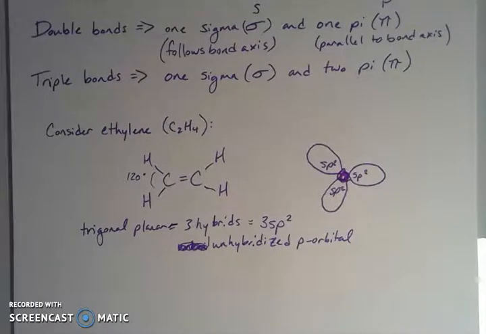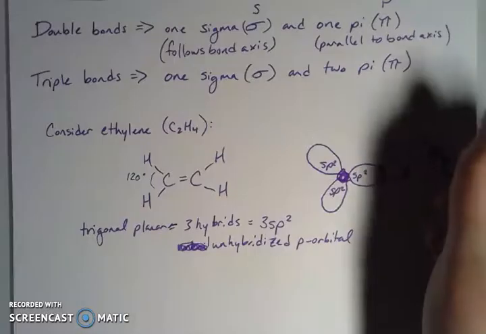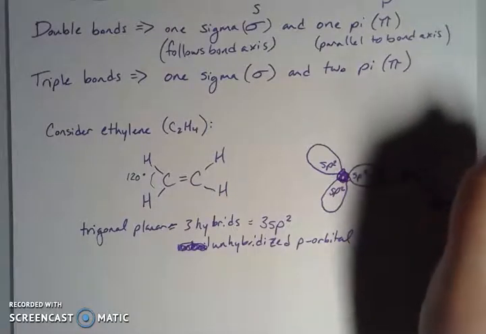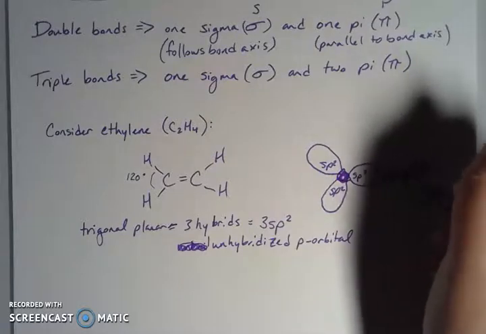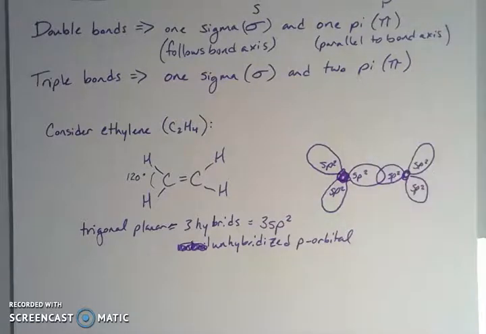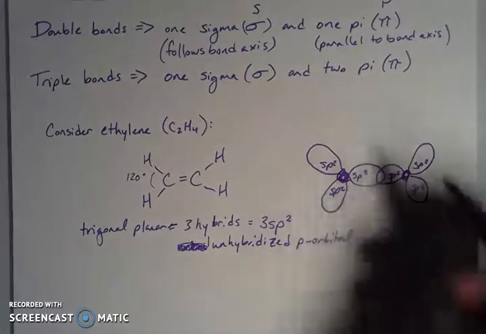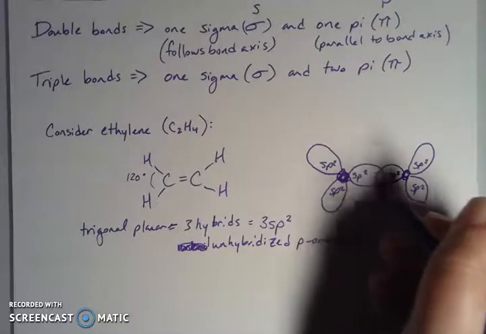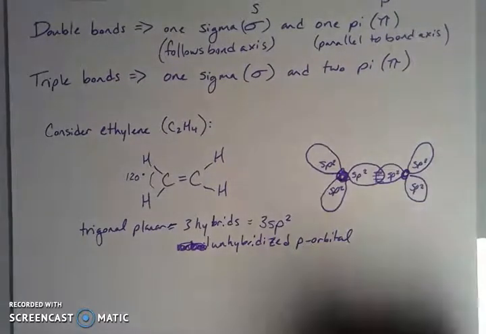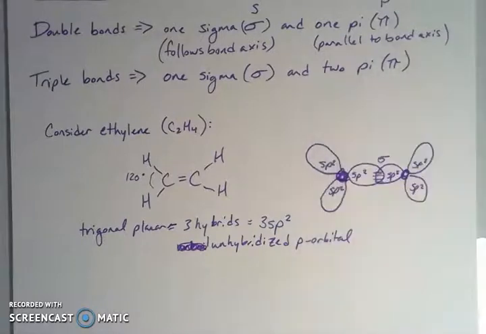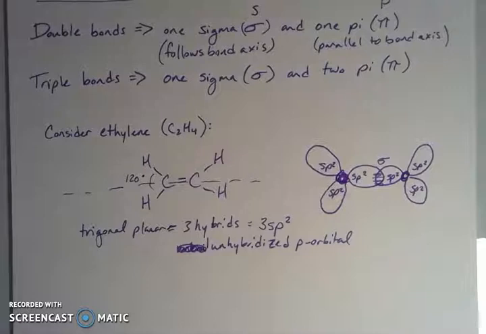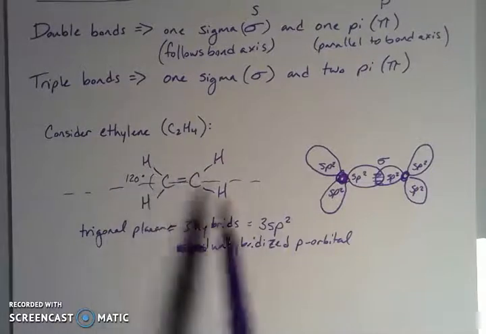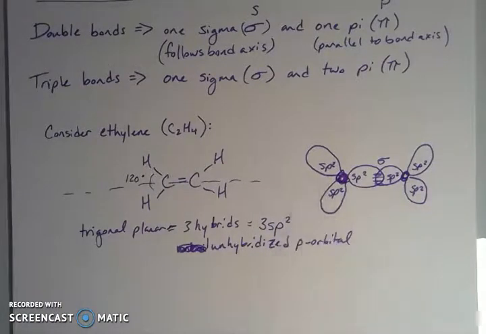So I have sp2 here, sp2 here, sp2 here. Obviously not the same scale. That's fine. Now this overlap here between these sp2s is a sigma bond. It's in line with the bond axis, because the bond axis goes through the middle of the molecule. That's the bond between these two carbons. So along that bond axis is my sigma bond.